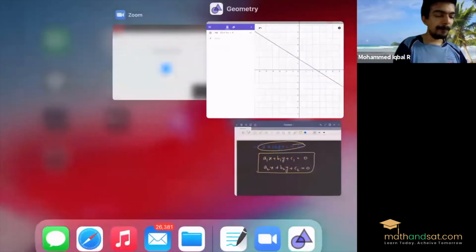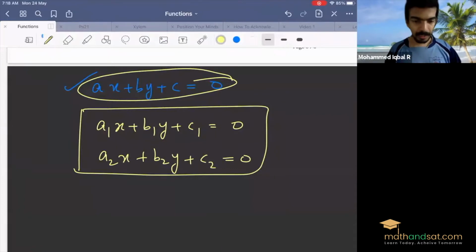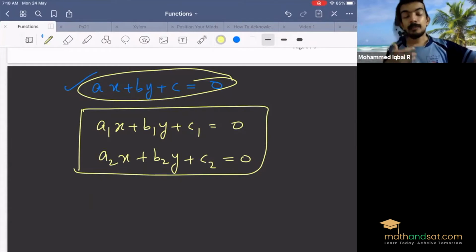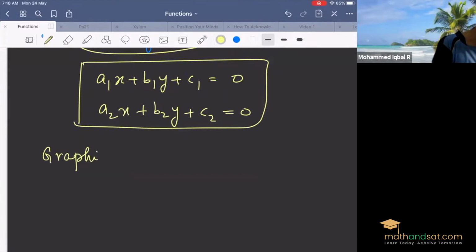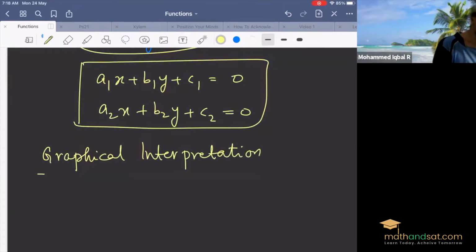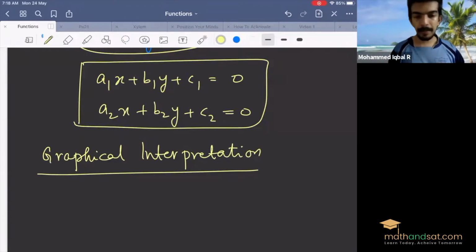Now, when you have a pair of linear equations, they are going to be a pair of straight lines. Let's try to interpret this both graphically and geometrically. In the last class, we were looking at the graphical interpretation. There are algebraic methods as well to solve a pair of linear equations, but for the time being, we are looking at the graphical interpretation. We have just seen that two linear equations will represent a pair of straight lines, and there are different possibilities.